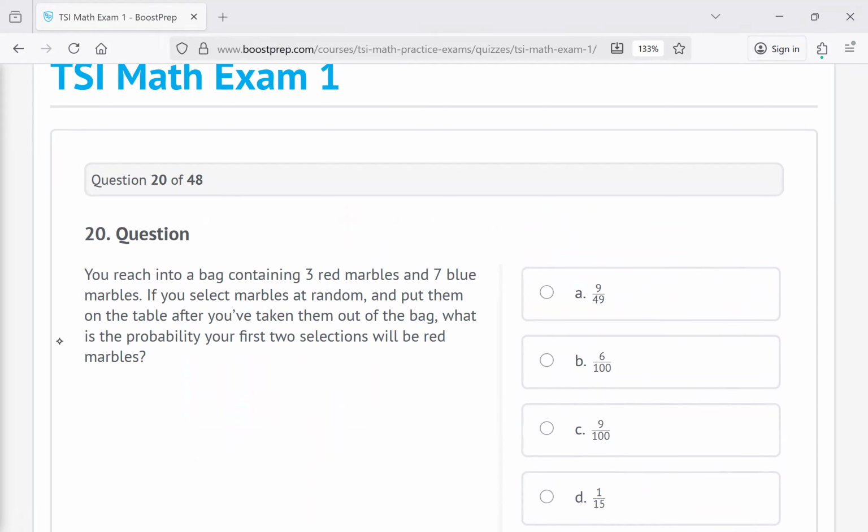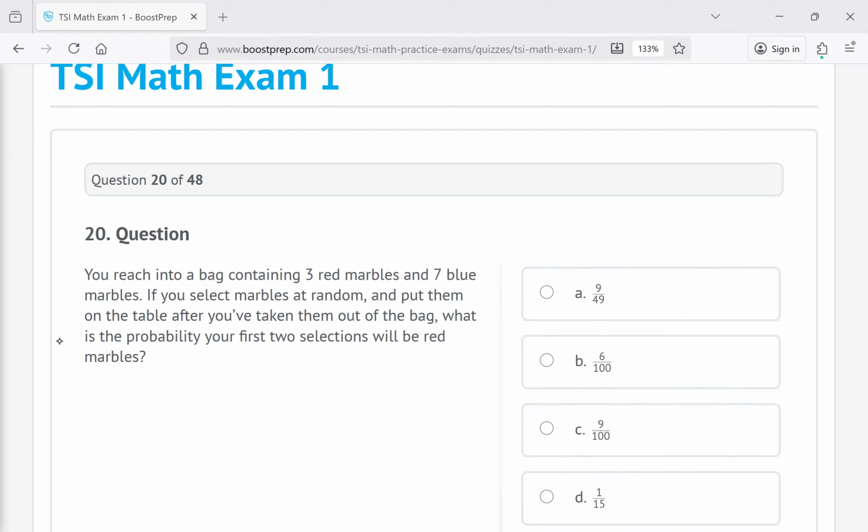Okay, question 20. You reach into a bag containing 3 red marbles, 7 blue marbles. If you select the marbles at random and put them on the table after you've taken them out, so you're basically taking them out and not putting them back in, what is the probability your first two selections will be red marbles? Okay, so yes, you are taking some marbles out, so it would be a little bit different.